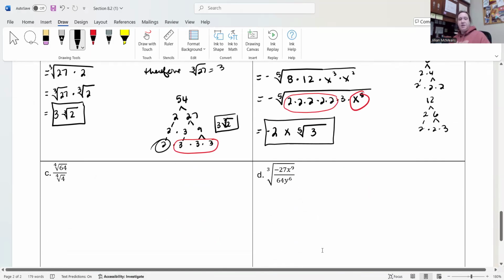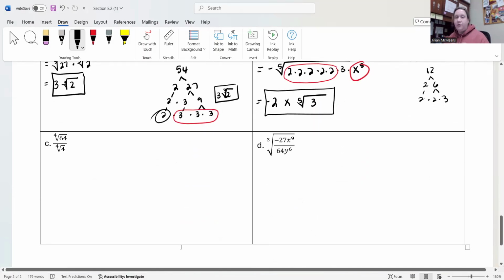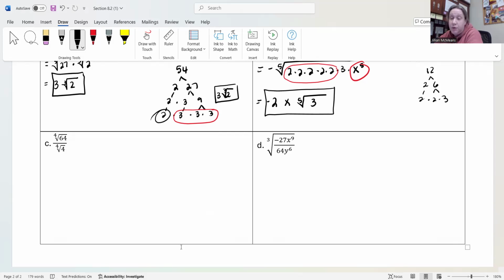Let's look at part C and D, and then that'll wrap up this worksheet. So for part C, we have the 4th root of 64, and then we have the 4th root of 4. So we're going to divide the 4th root of 64 by the 4th root of 4. Well, the 4th root of 4 won't simplify. And then 64 will certainly simplify, but not completely. It's not a perfect 4th root, I don't think. So we need to see what we can do to simplify here.